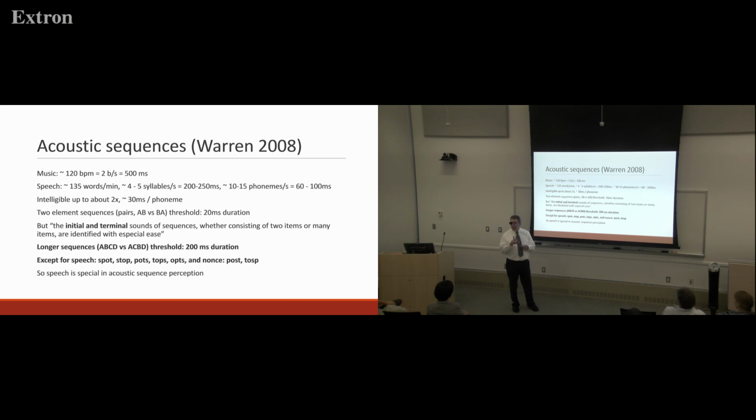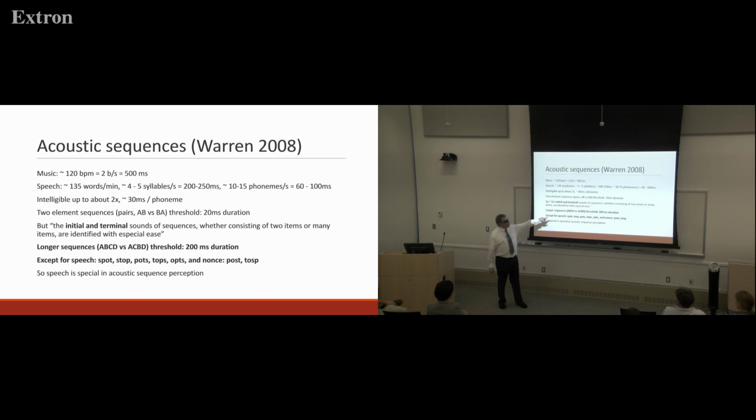The threshold for telling whether two sounds are in absolute synchrony is even better than that, 2 milliseconds. But to tell A, B from B, A, you need about 20 milliseconds of sound in A and 20 milliseconds in B. But as Warren says, the initial and terminal sounds of sequences are special, and this should come as no surprise to anybody who's had a moment of psychology: the first thing in the sequence and the last thing in the sequence are special, which is definitely true in this case.